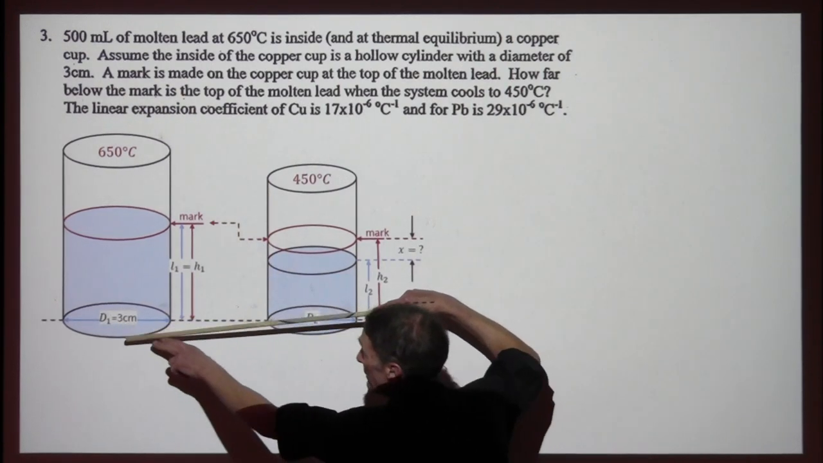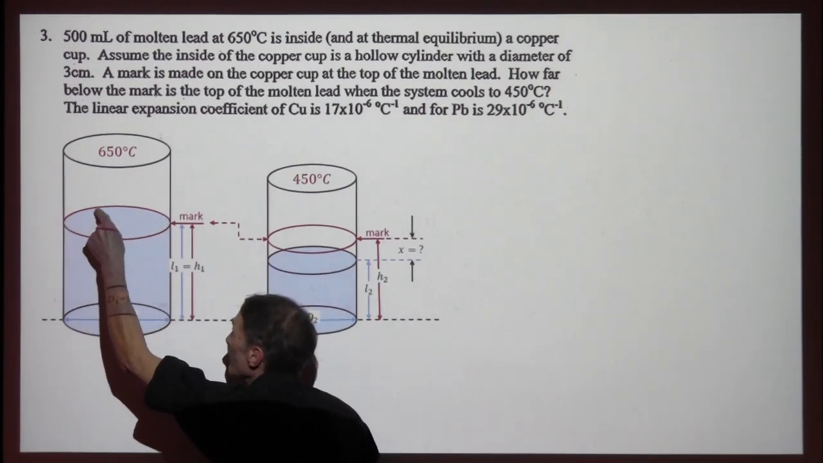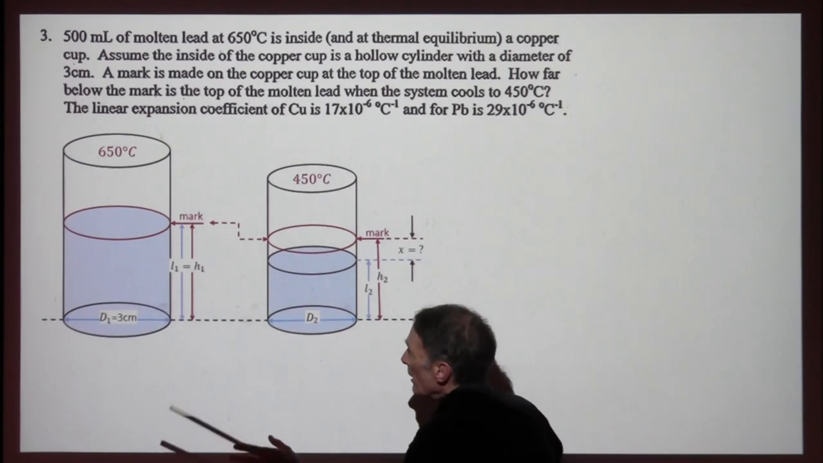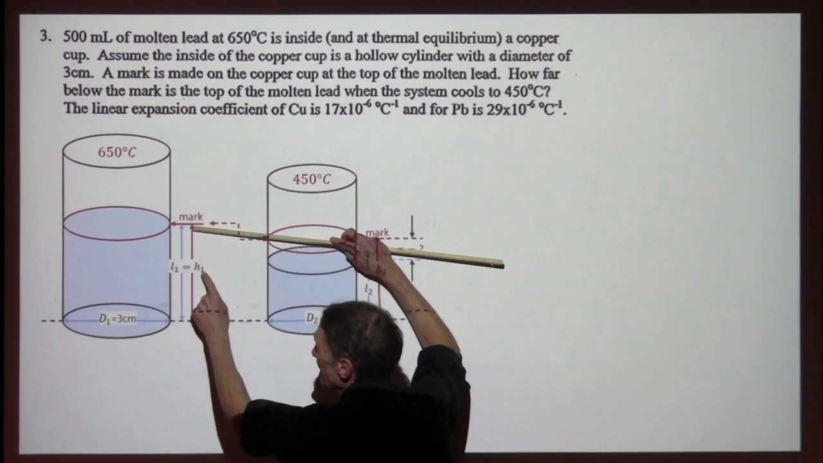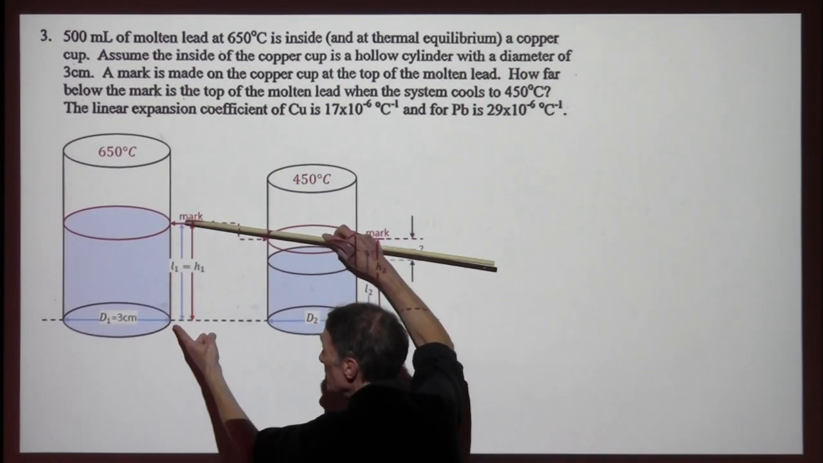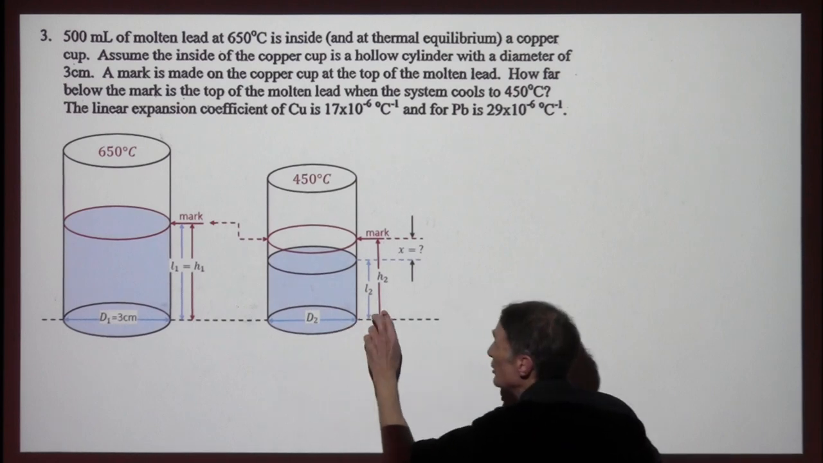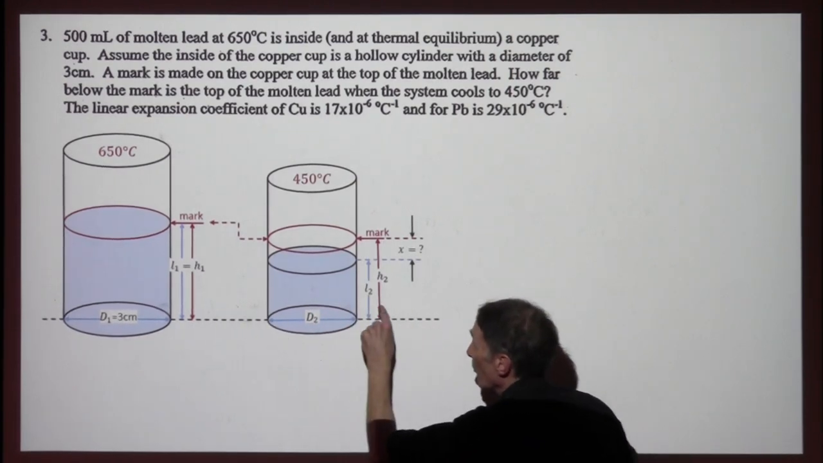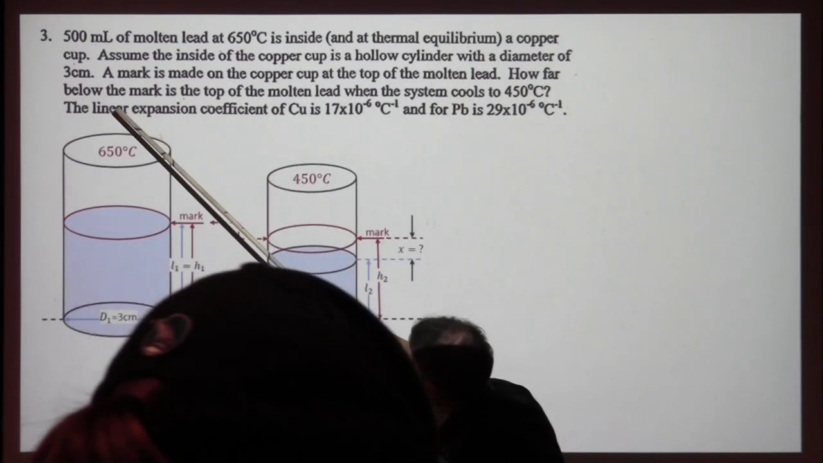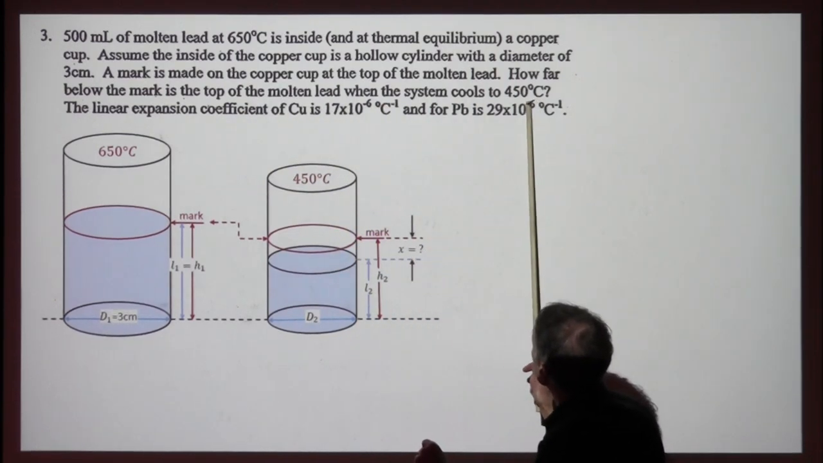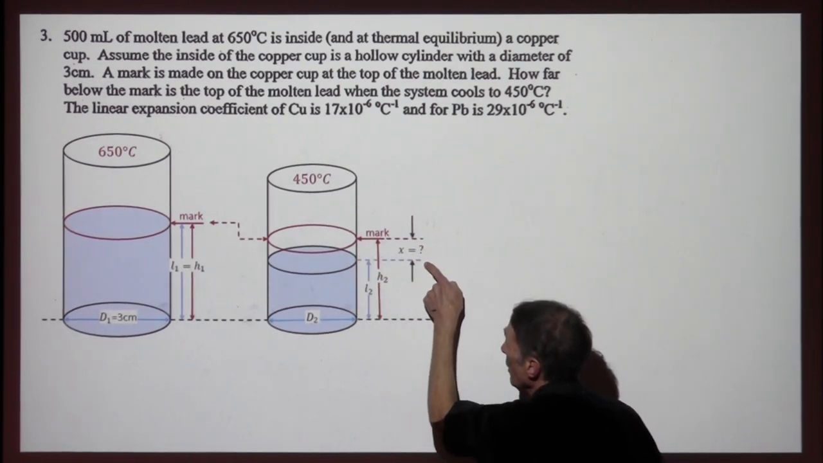Now when we fill up the lead inside this thing, we want to mark the container. So we maybe etch or mark a line at the top of the lead. I'm going to measure the height up; the height of the lead should be equal to the height of the mark. So I've got L to be the lead and H to be the height of the mark. And these are both going to change, so they're not going to line up anymore when we cool it down. Okay, in fact, he's asking the question, how far below the mark is the top of the molten lead when the system cools to 450? So that's the question. How much does this sit below?